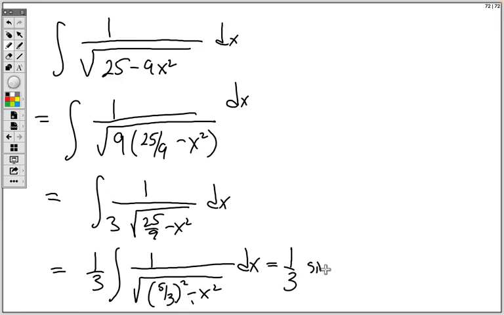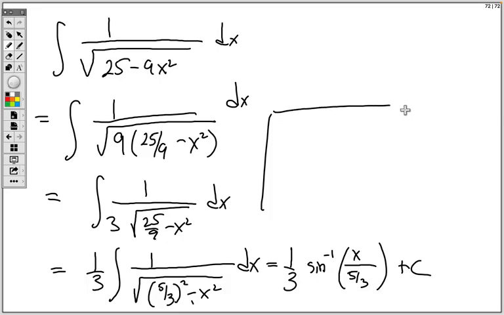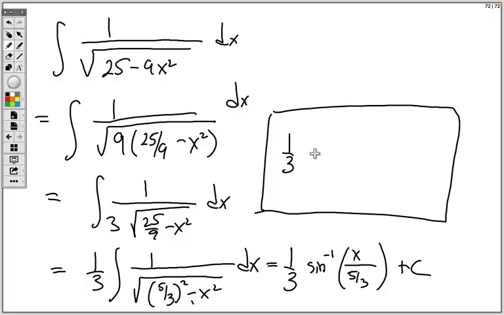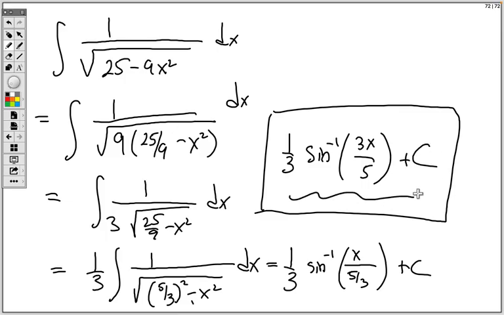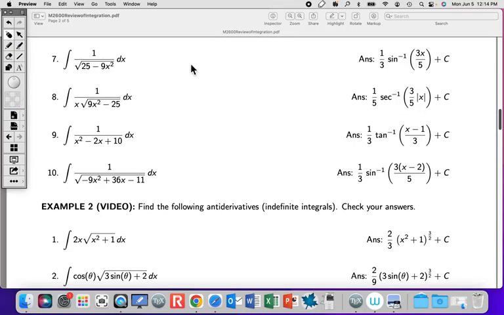And then I have the inverse sine of x divided by this constant, so x divided by 5/3 plus c, and then I'll just sneak in the final answer up here. Because dividing by 5/3 is the same as multiplying by 3/5. This would be 1/3 inverse sine of 3x divided by 5 plus c. And once again, this is a wonderful example. Check your answer by taking the derivative. Check your answer by checking the graphs out on Desmos. Okay? So that'll do it there for number 7.